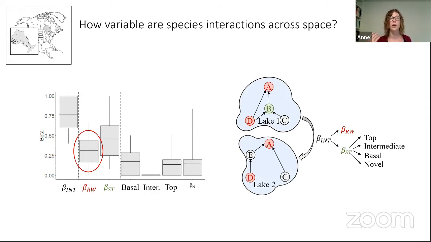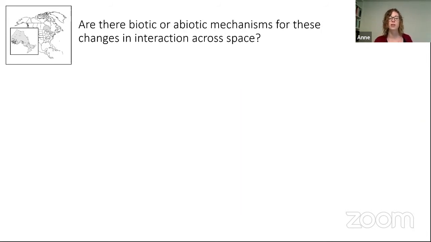But very interesting was the fact that there was still a high component of rewiring. We often think about fish swimming around and eating just whatever they come across, and this suggests that potentially that's not the case, that fish are actually choosing more than you might expect. So we know that these interactions are changing. Can we explain why? Can we pinpoint a mechanism for these changes?